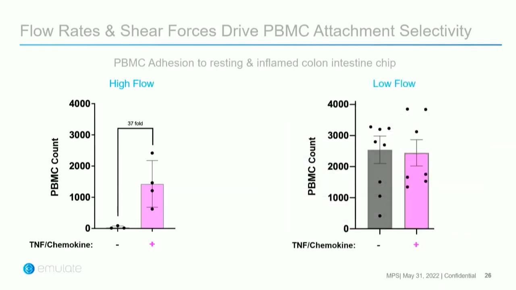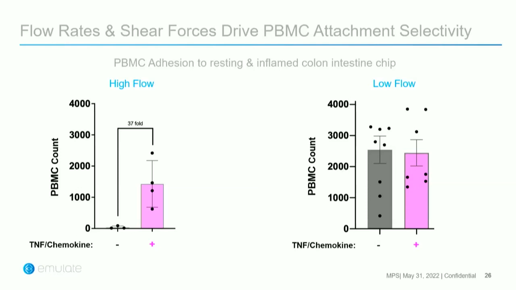Now, just briefly, I want to say that we discovered that the fluid forces at which we perfuse these immune cells are critical to achieving this selectivity. On the left, what we call high flow is a flow rate that's at the lower end of physiologic relevance. But when we go far below that flow rate to non-physiologic rates, you see indiscriminate attachment of the immune cells to the resting chip.